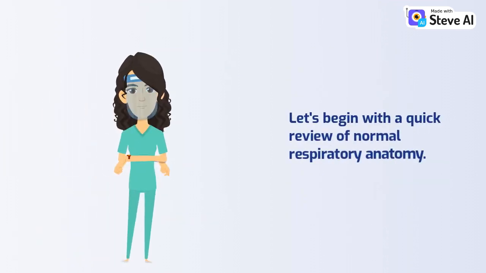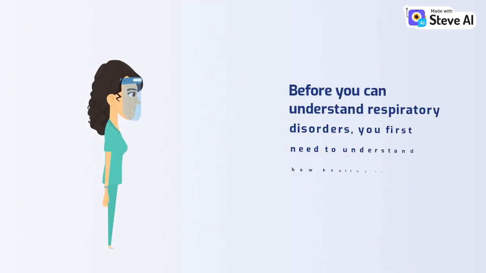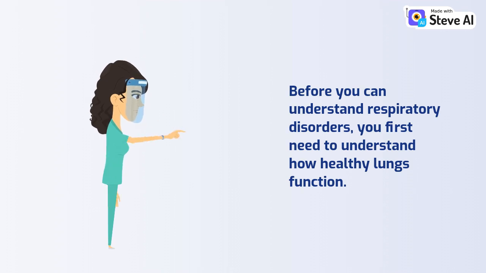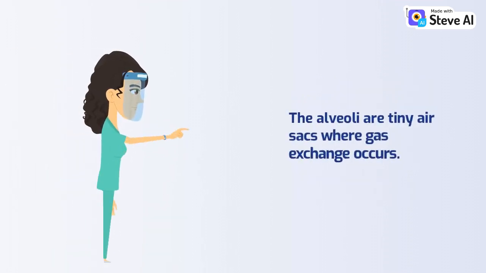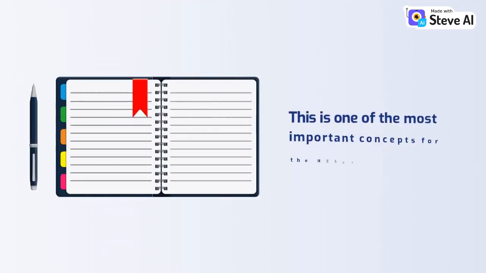Let's begin with a quick review of normal respiratory anatomy. Respiratory anatomy review. Before you can understand respiratory disorders, you first need to understand how healthy lungs function. Air enters through the nose or mouth and travels through the pharynx, larynx, trachea, right and left main bronchi, bronchioles, alveoli. The alveoli are tiny air sacs where gas exchange occurs. This is one of the most important concepts for the NCLEX.